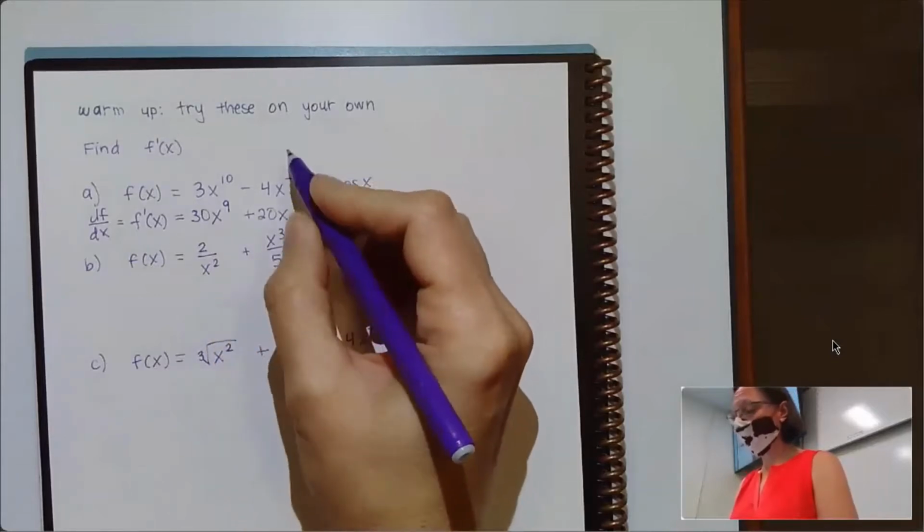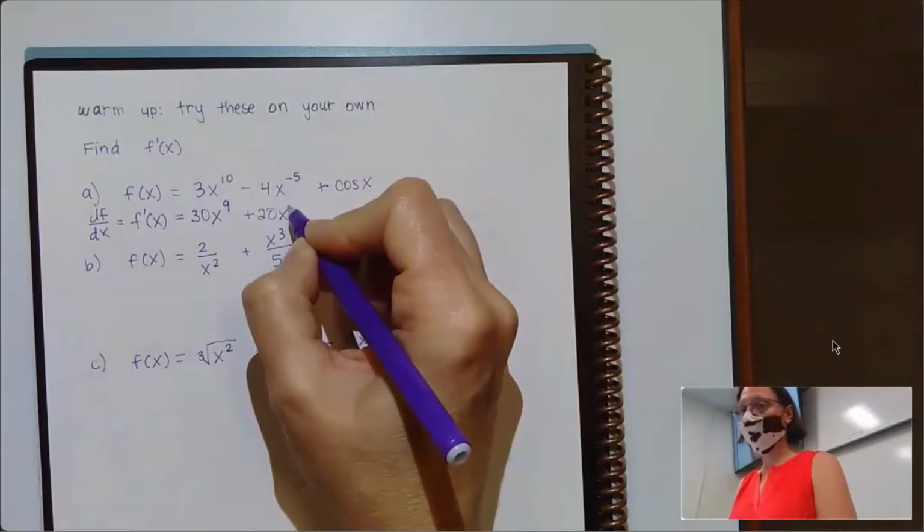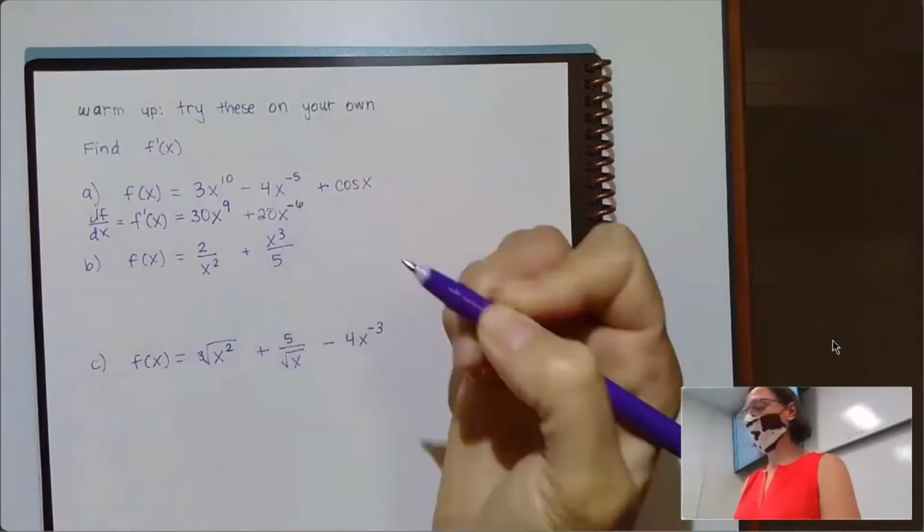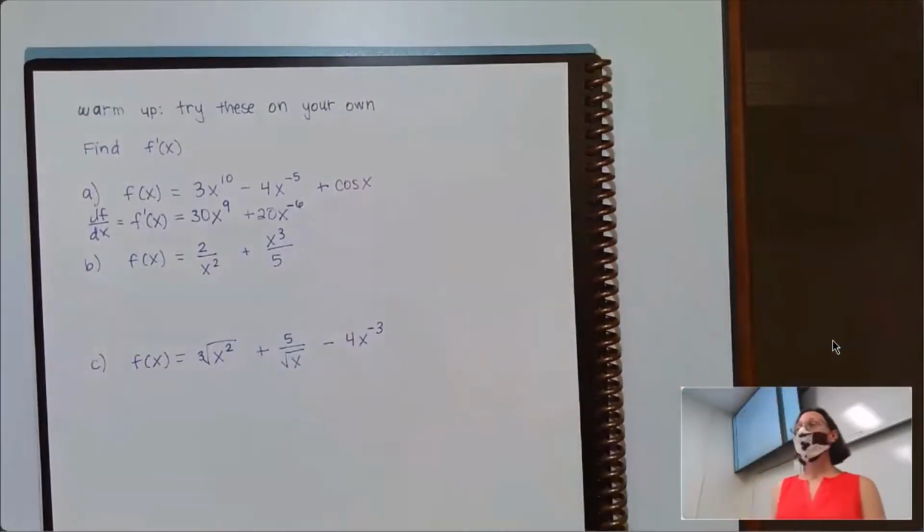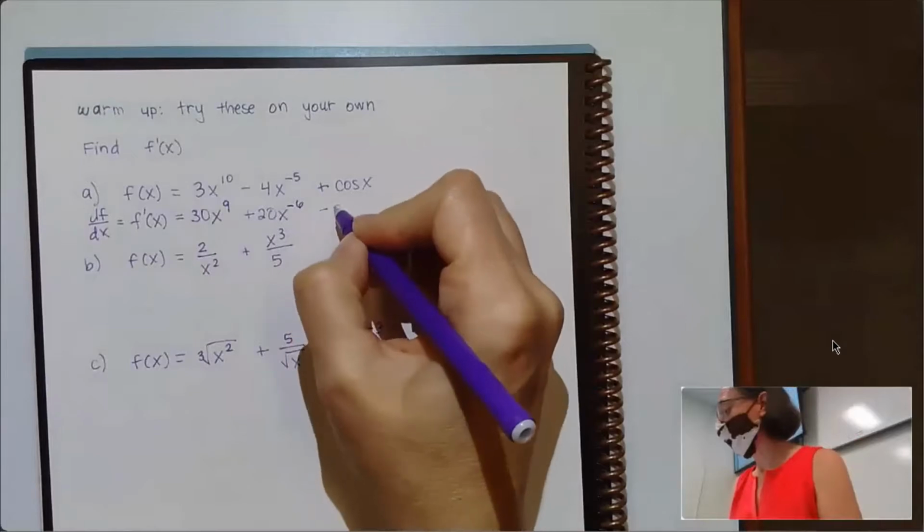And when we subtract 1 from the exponent, we just want to be careful that -5 minus 1 gives me -6. There is no way around it for cosine. You just have to memorize the trig derivatives. The derivative of cosine is negative sine of x.